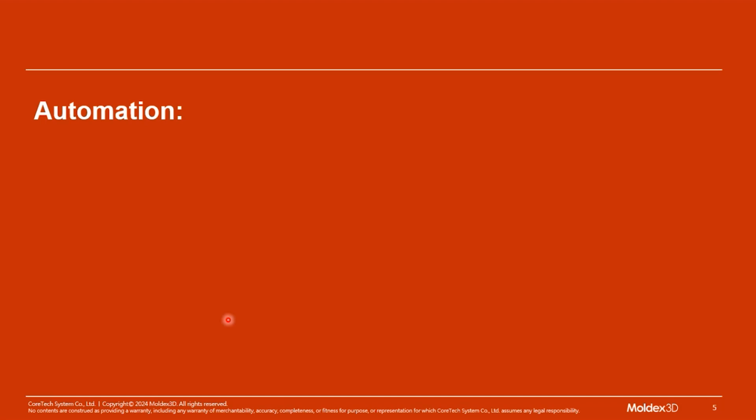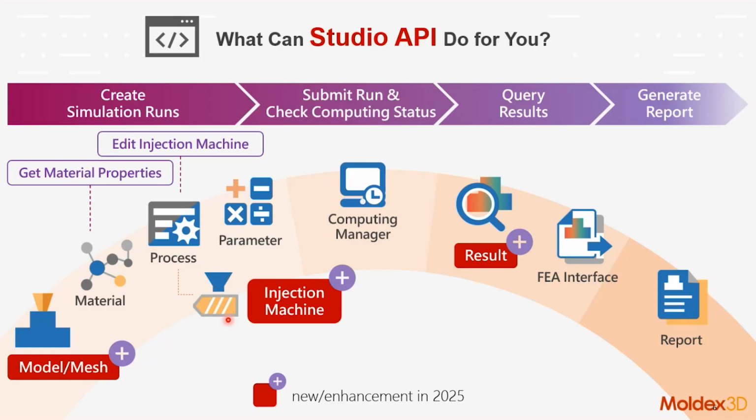So first, what we are going to achieve is how to automate inside Moldex3D. In Moldex3D, we have a tool called Studio API, which allows you to import a model, create a mesh, select the material, process condition, and then automatically run simulation. Then you will have results. It also will generate the report automatically.